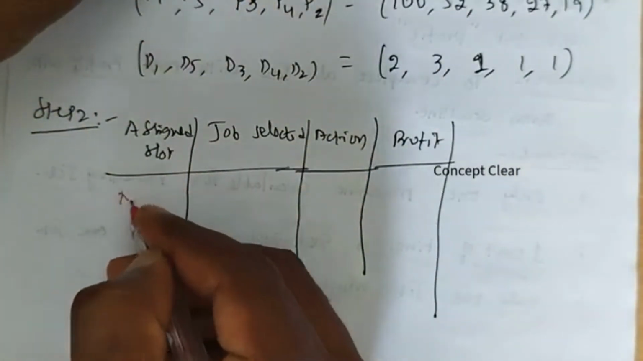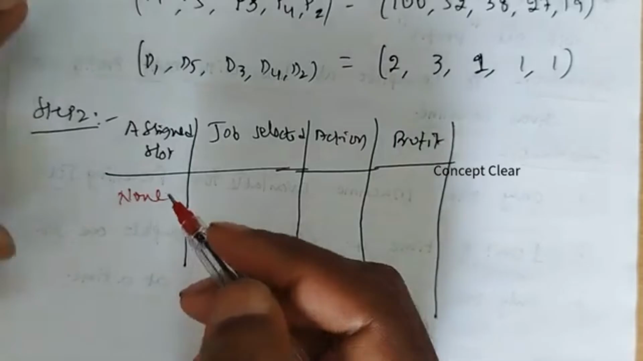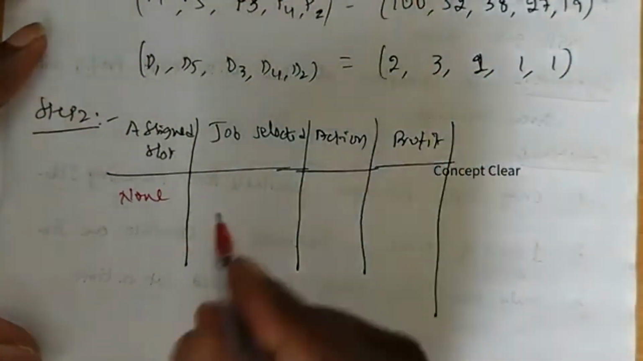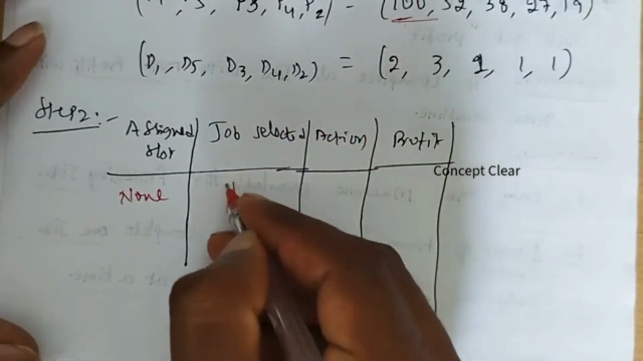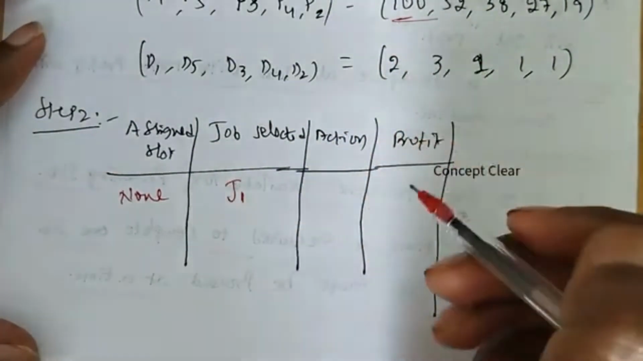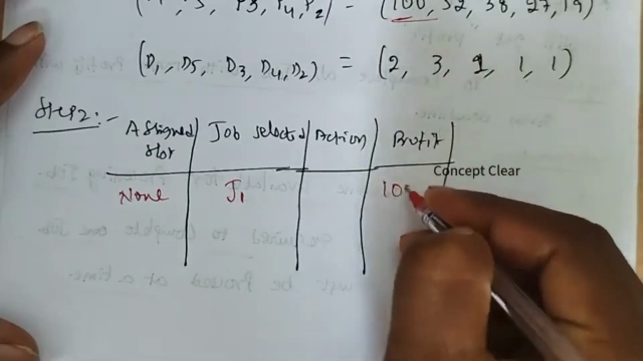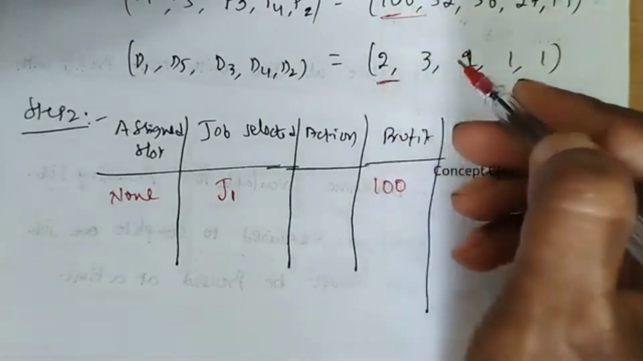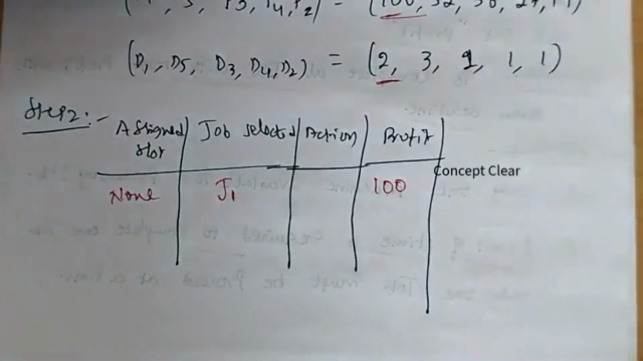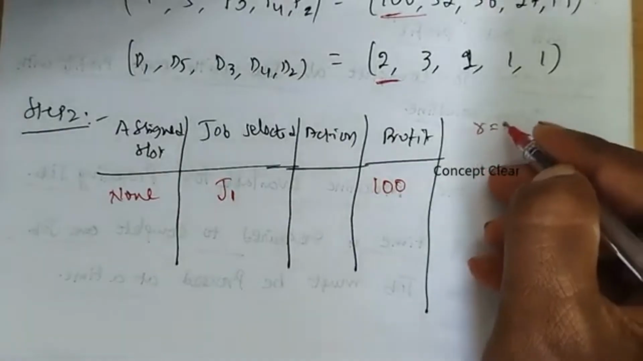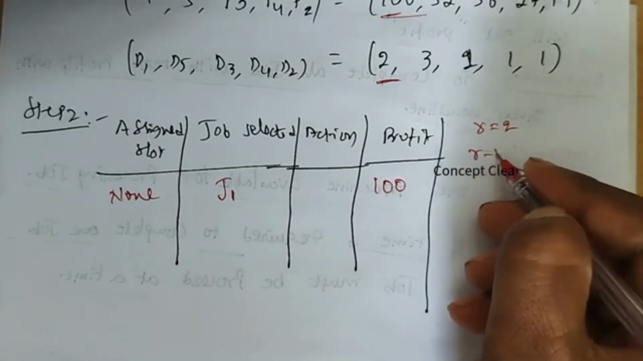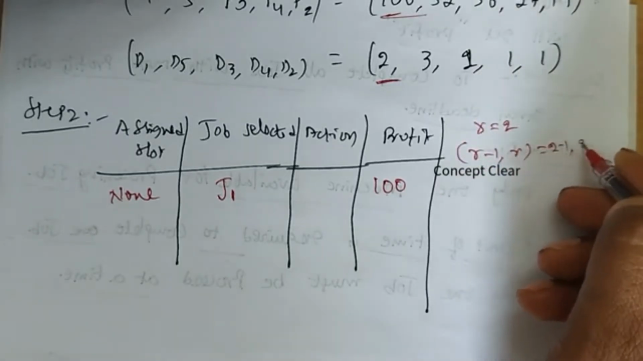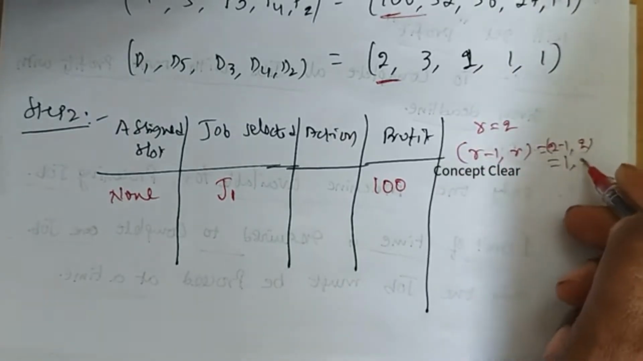First, the assigned slot is none, and we are picking the first job, whose profit is 100. So we write job 1. What is the action? Job 1, profit is 100. What is the deadline here? The deadline is 2, so R equals 2. Then what is the formula? R minus 1 comma R, so that equals 2 minus 1 comma 2, which equals 1 comma 2.